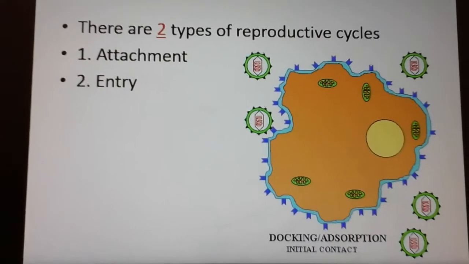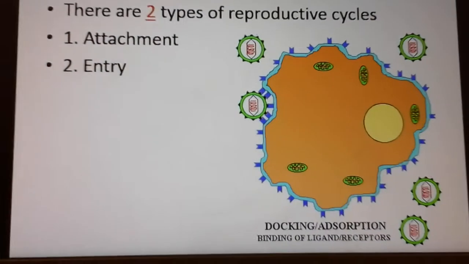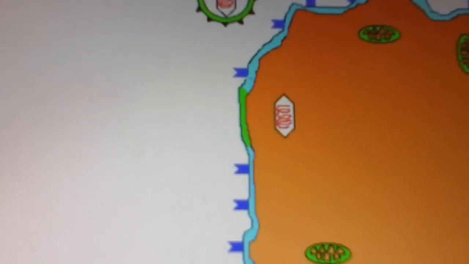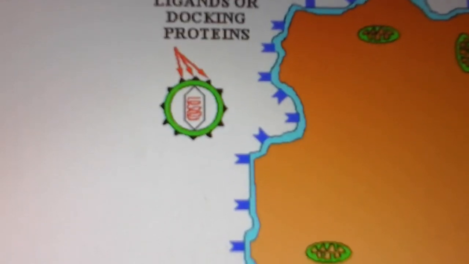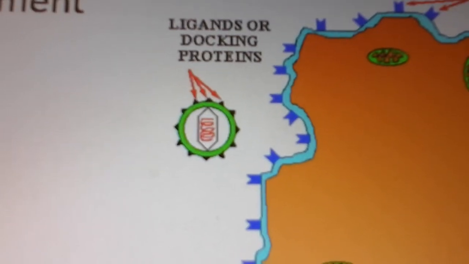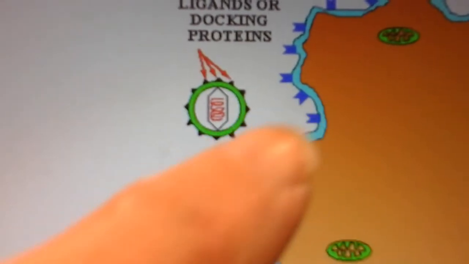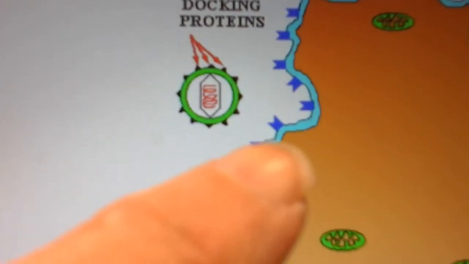Okay. So you can see that there's shapes on the outside of the virus. I'm going to bring this in. And you can see that there's shapes on the outside of the cell. Those shapes are proteins. They're called antigens. Okay? So you can see what are called docking proteins. So the virus's shapes have to fit the shape of the cell. So if this didn't fit, it would just bounce right back off.